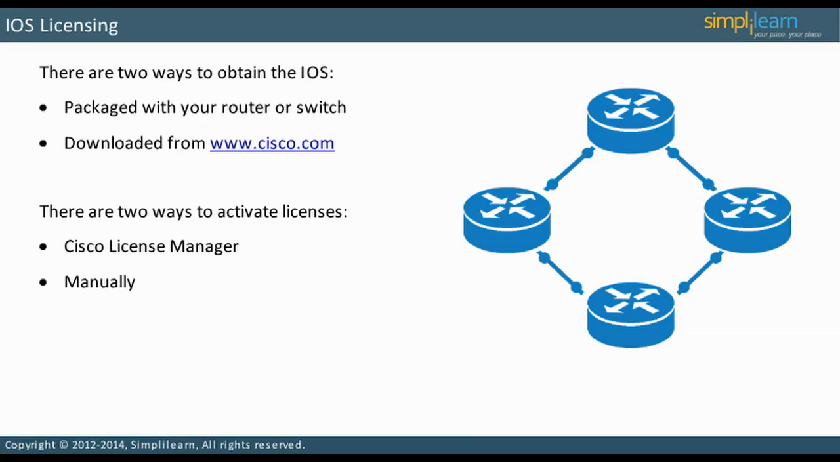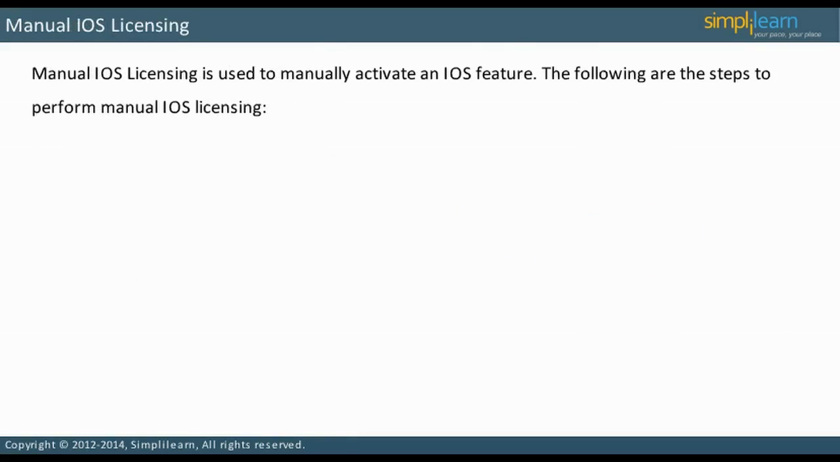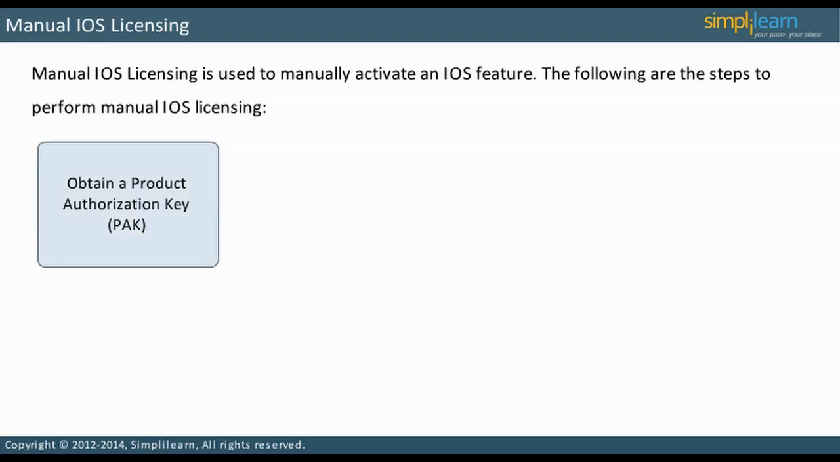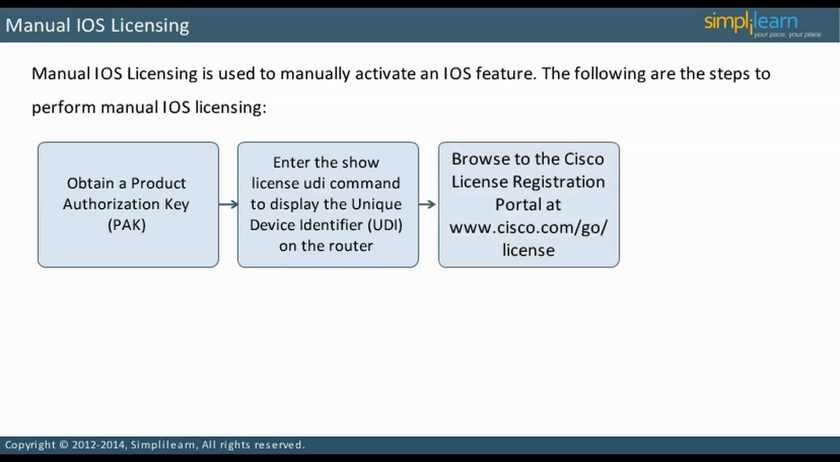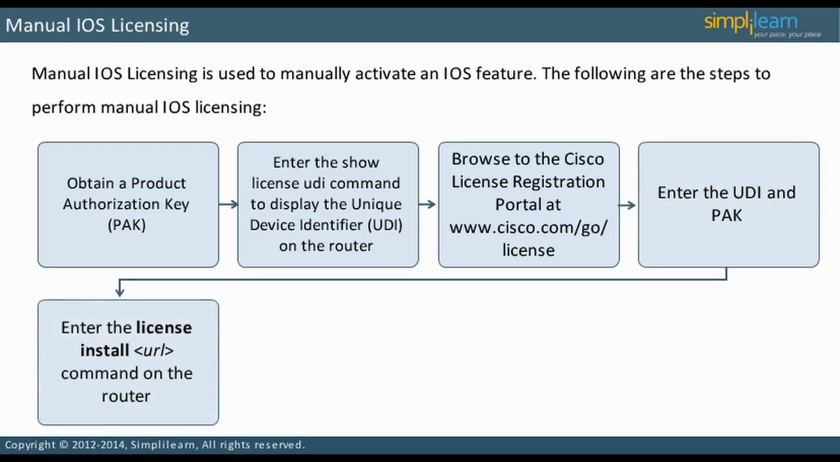Let us look at the steps involved in the manual iOS licensing activation method in the following slide. This procedure is used to manually activate an iOS feature. First, obtain a PAC. This is a cryptographic key. On the router, enter the command shown on the slide to display the Unique Device Identifier, UDI. Browse to the Cisco License Registration portal online. Enter the UDI and the PAC. This will generate a license key file to download to the router.